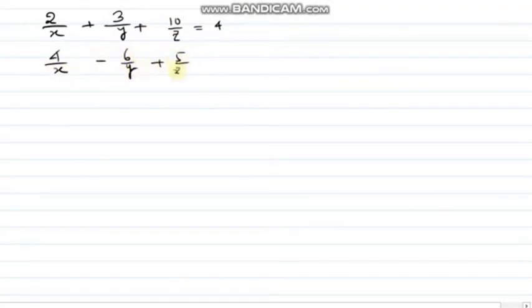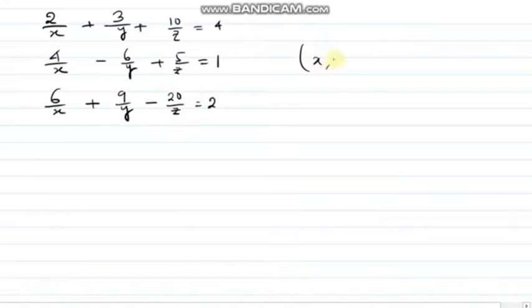Hello everyone. As I promised, again I am going to show you some more sums on how to solve the equation by Martin's rule. So the equations are 2 divided by x plus 3 divided by y plus 10 divided by z equals 4. Next one is 4 divided by x minus 6 divided by y plus 5 divided by z equals 1. And the last one is 6 divided by x plus 9 divided by y minus 20 divided by z equals 2.